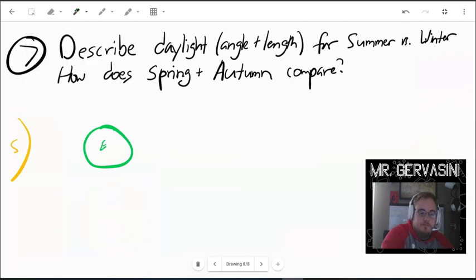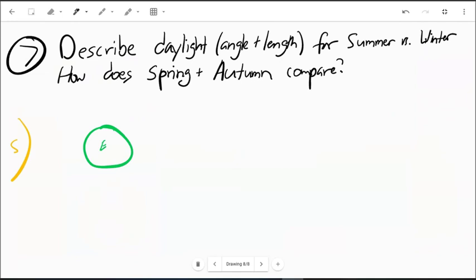In order to have summer, you're going to need the Earth with its axis tilted towards the sun. So this is the axis. This is your equator. All right. Northern hemisphere is north of the equator. This would be summertime. This would also be at its greatest extent, the Earth tilted towards the sun.